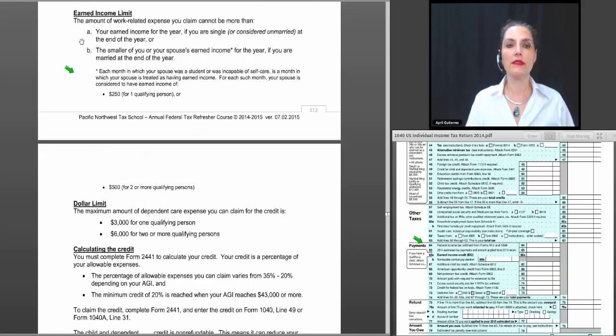Earned income limits. The amount of work-related expense you claim cannot be more than your earned income for the year if you are single at the end of the year, or the smaller of you or your spouse's earned income for the year if you are married at the end of the year.